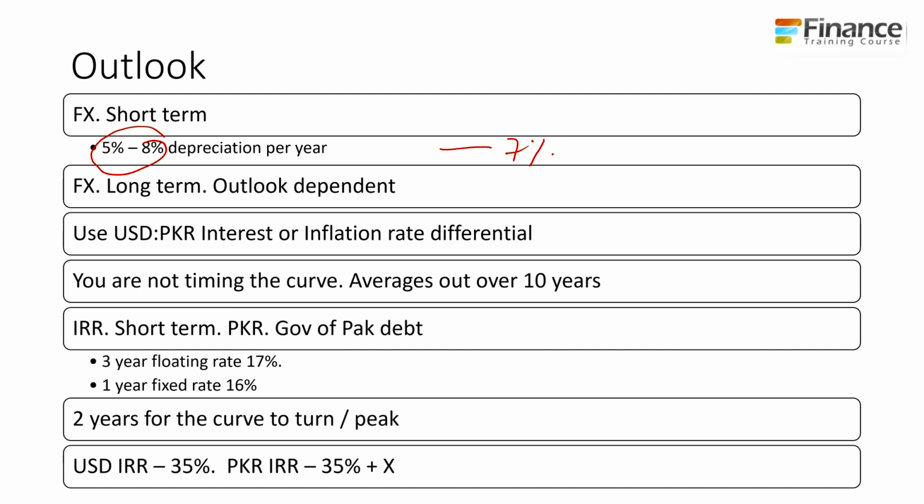Long term, it depends on your outlook. Will we fix the CAD problem? Will we fix the structural issues? Will we fix the rate environment? Maybe stability. If we don't, then it's open to question. If you want a direction or a hint, keep an eye on the interest rate differential with respect to USD PKR, and the inflation rate differential also with respect to USD PKR. That'll give you a sense of which direction we're going to take in the long run.